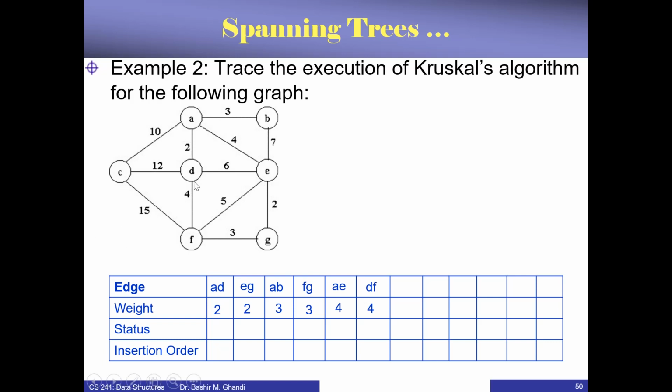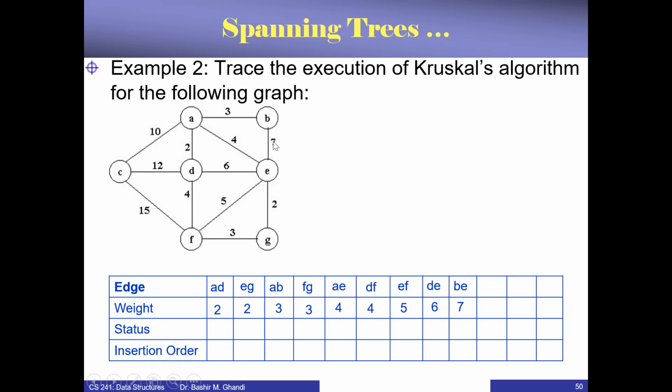What is the next value bigger than all of this? It is 5. This time there's only one 5. And the edge is called EF, not FE. So we're going to put 5, and the name of the edge is EF. Next we have an edge with weight 6. We add it, and the name of the edge is DE. Next we have 7, only one 7, and the name of the edge is BE.